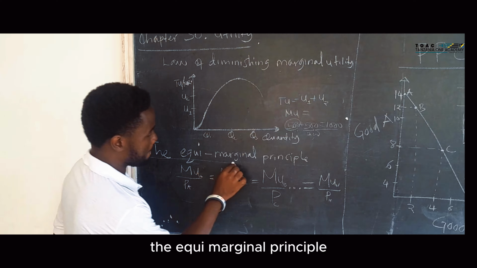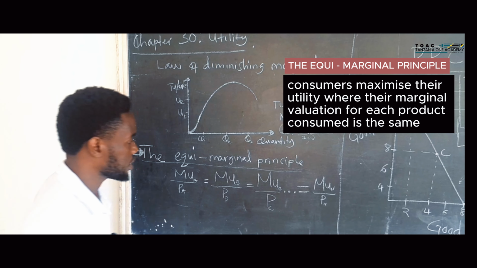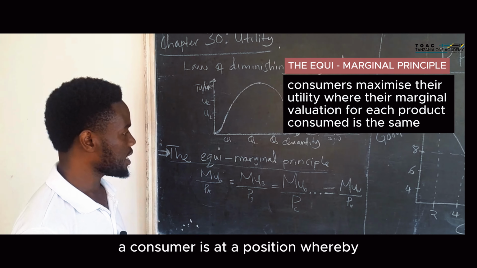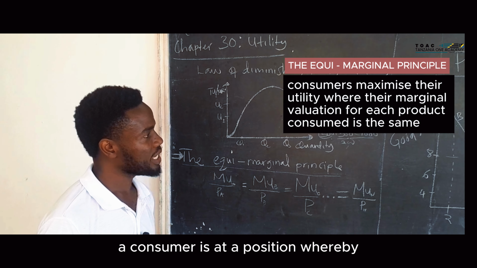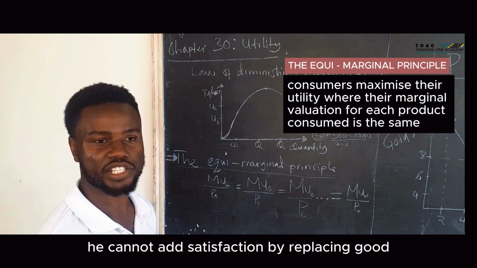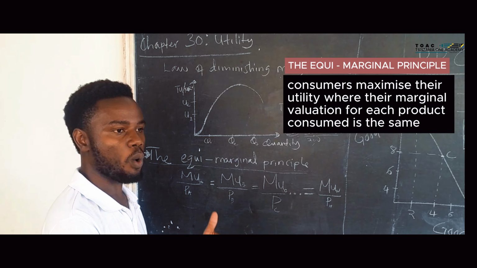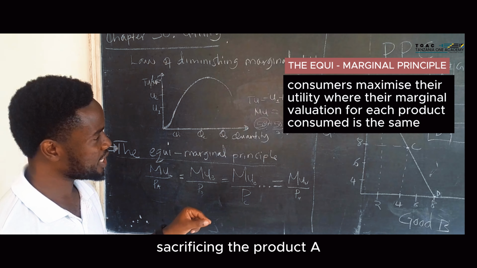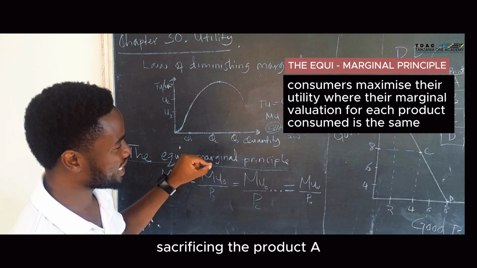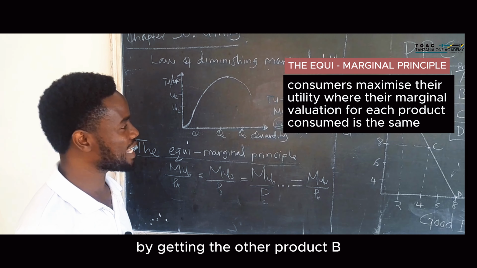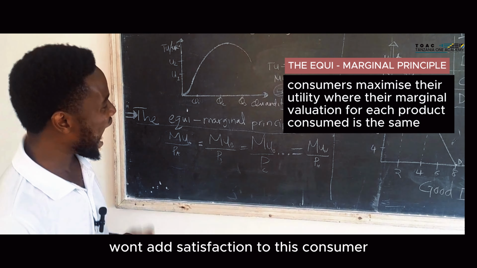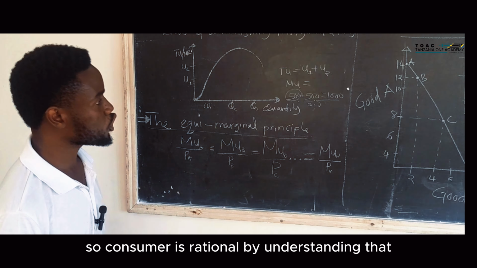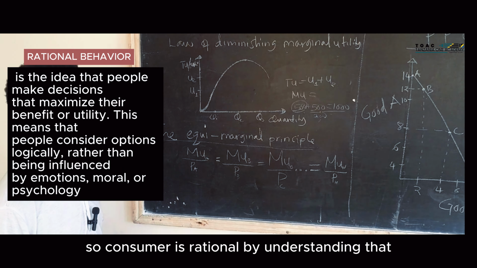The equi marginal principle explains that a consumer is at a position where he cannot add satisfaction by replacing one good with another good. Sacrificing product A to get the other product B won't add satisfaction to this consumer. So the consumer is rational by understanding that.